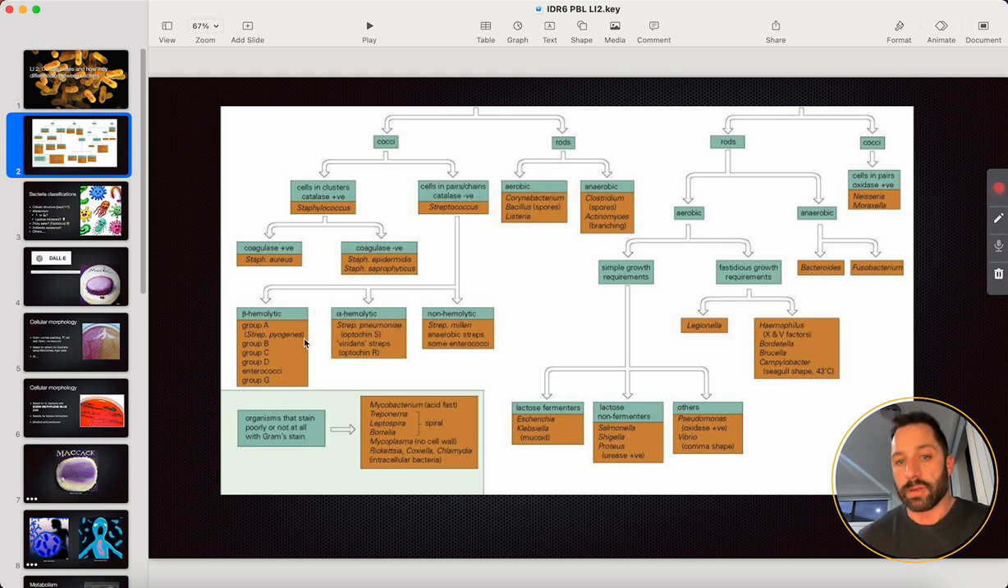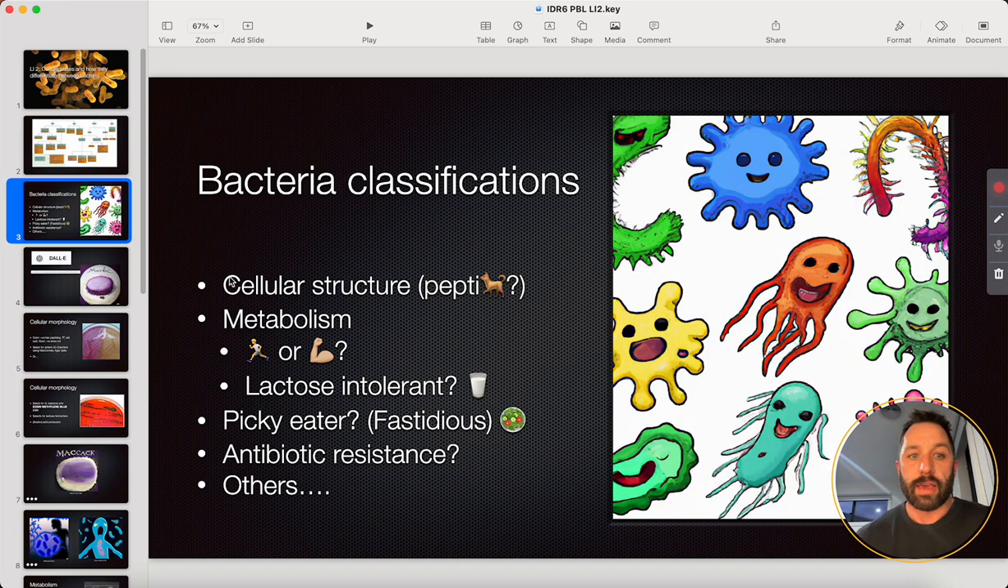hemolysis, so we can look at the horse blood agar, lactose fermenters on MacConkey plates, and the growth requirements. So the classifications, we can look at cellular structure, whether there's peptidoglycan, metabolism, anaerobic or aerobic. Is it lactose intolerant? We just spoke about this, some of the fastidious growth requirements, antibiotic resistance, that sort of thing.